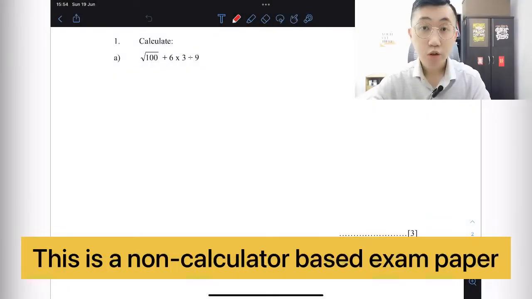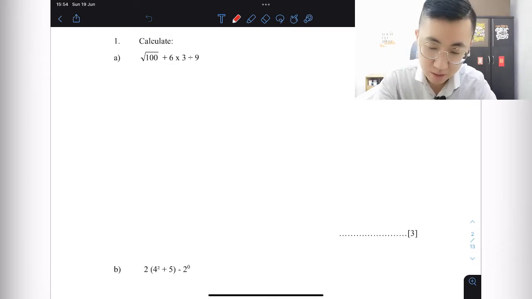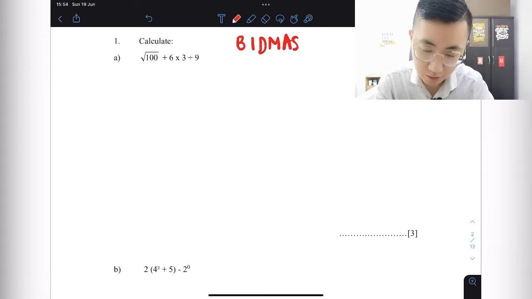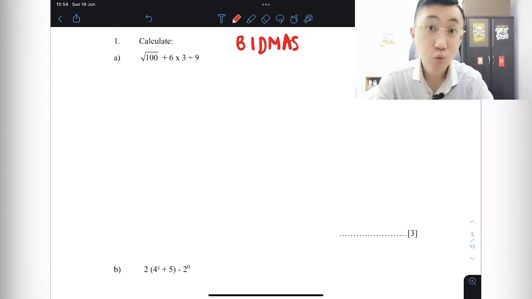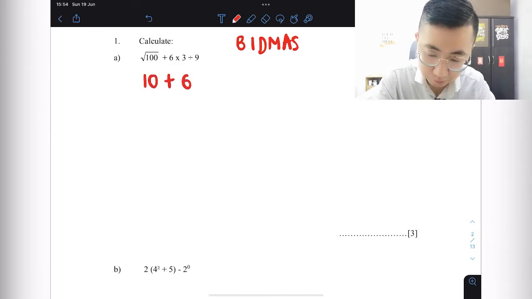Let's begin. Question 1. Whenever you see plus, minus, times, divide, square root, you know this is testing BIDMAS. BIDMAS means you need to do bracket, indices, then multiply, divide, all these first. I can see question 1a having square root, so we need to do square root first. Square root 100 is 10. And then copy the rest, so you do one thing at a time.